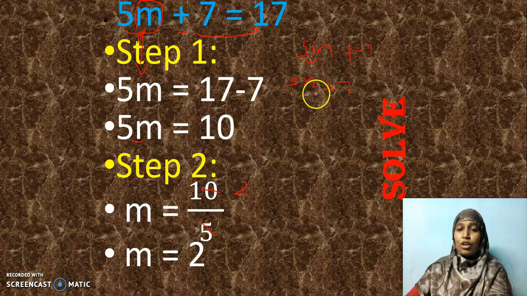Now which operation should I do? Addition or multiplication? Now I have to go for multiplication. This is the BODMAS rule. Okay. 10 plus 7. What do I get? 17. Isn't that it in the right hand side? Yes, it is in the right hand side. So I can conclude m is equal to 2 is the solution.